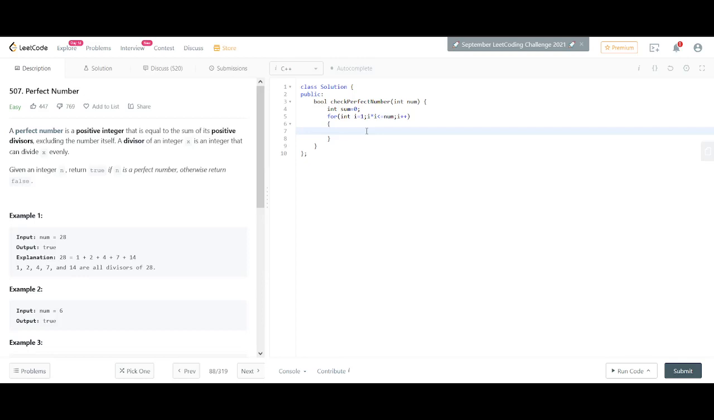So what I try to do is, if num modulo i is equal to 0, then I could simply say sum plus equal to i, and sum plus equal to num divided by i. Also, I need to do sum minus equal to that particular num, and then if sum equals num, then I could simply say that the number is satisfying that particular condition. We are returning true, else we should be returning false. That's it.